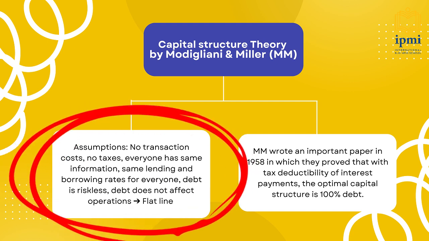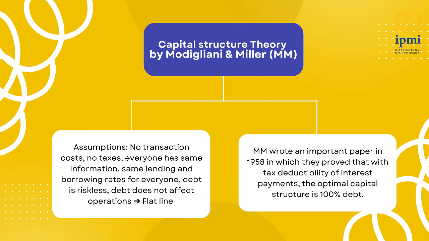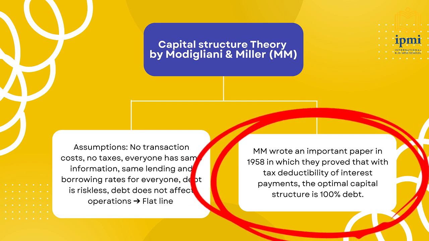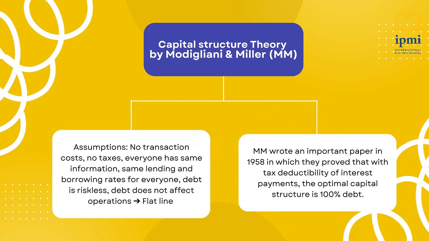Assumptions: no transaction costs, no taxes, everyone has the same information, same lending and borrowing rates for everyone, debt is riskless, debt doesn't affect operations. Modigliani and Miller wrote an important paper in 1958, in which they proved that with tax deductibility of interest payments, the optimal capital structure is 100% debt.